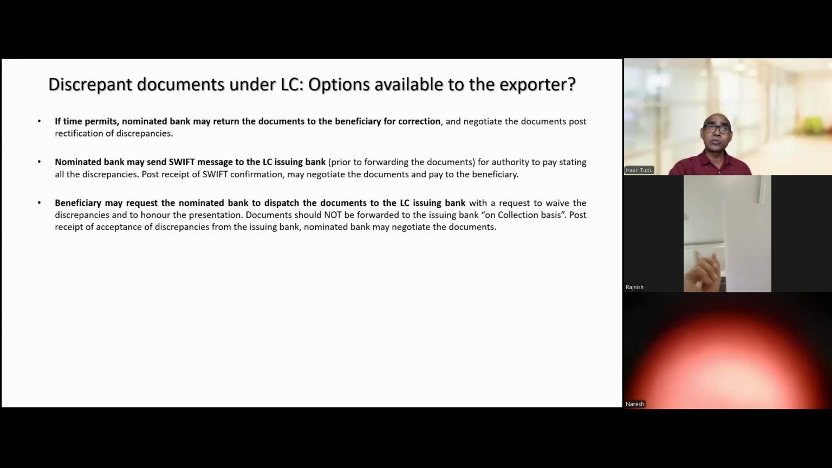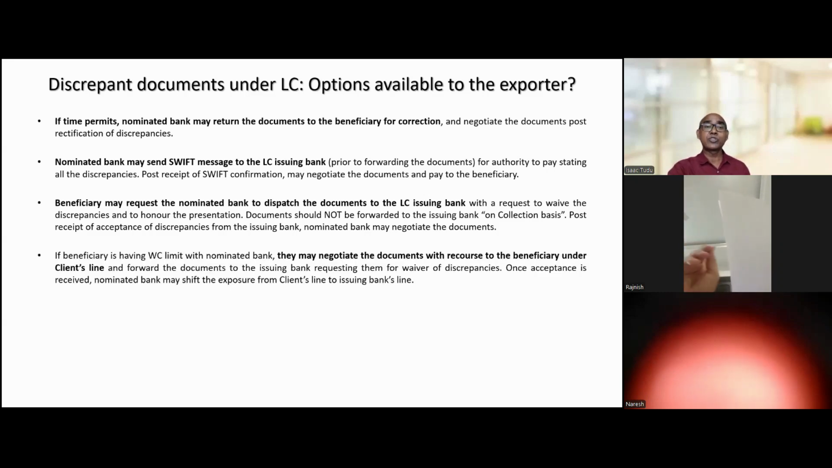I can tell you that 70% and above of the time when you present the document, the bank will raise discrepancies. So if the beneficiary has a working capital facility with the nominated bank, you can request your bank to negotiate the document with recourse to the beneficiary under the bank's credit line. Means whatever limit has been sanctioned, they can use that working capital limit, discount, and forward the documents to the issuing bank. Once they accept, they can shift the line, taking the exposure not on you but on the bank's line once acceptance is received.